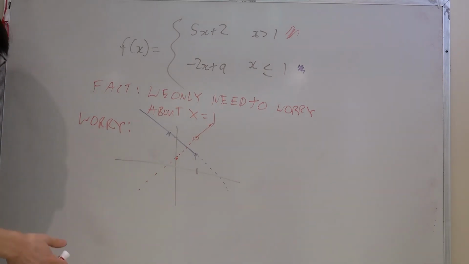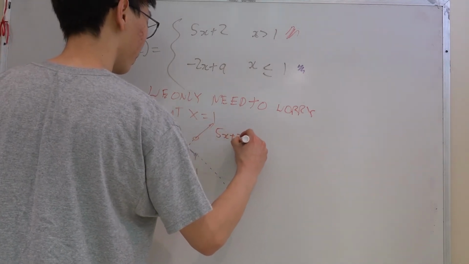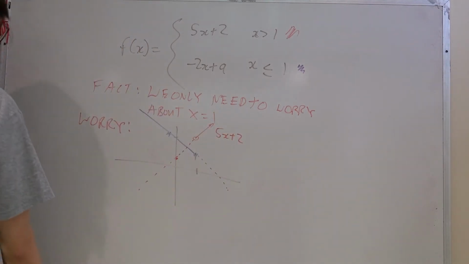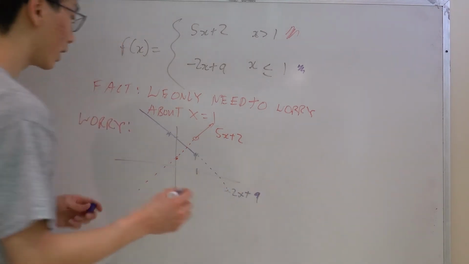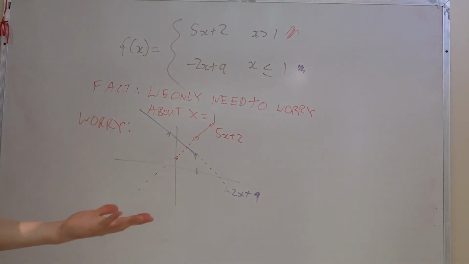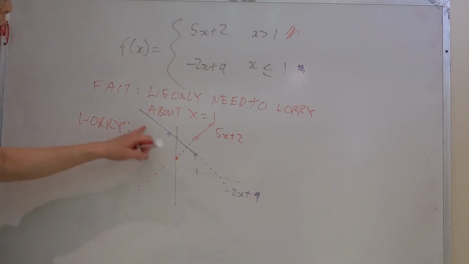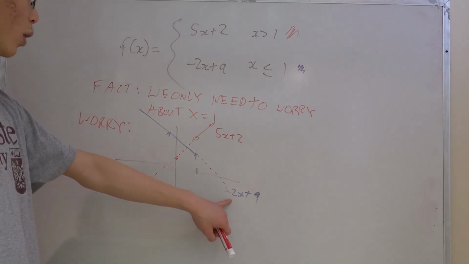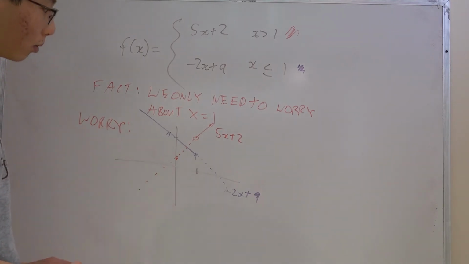Now, to do that, what can you do? Well, here's the thing. You know that this function, in red, is 5x plus 2. And you know that this function, in purple, is negative 2x plus 9. And you know that they're both continuous. They are lines. How could they not be continuous? A line is always continuous. It's connected all the way through. So what you can do is think about what the value of negative 2x plus 9 takes on at x equals 1. If I just plug in a 1 in there, what do I get?